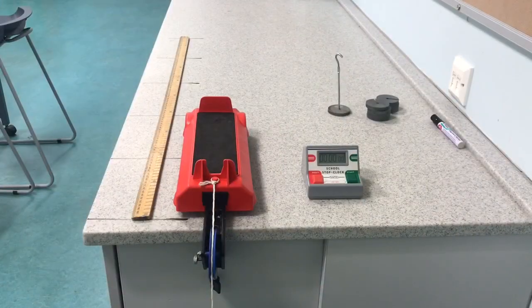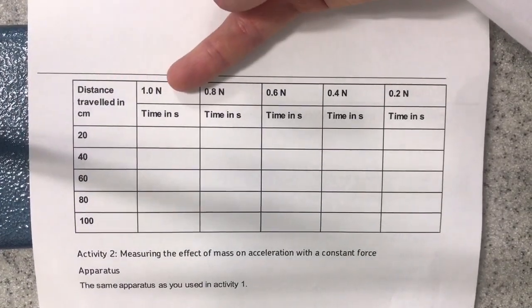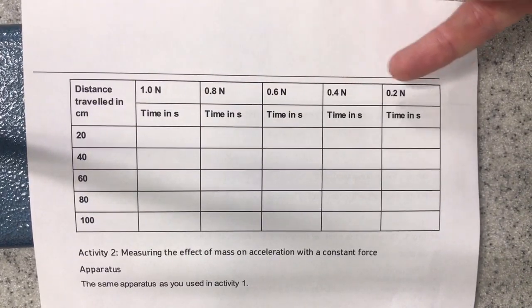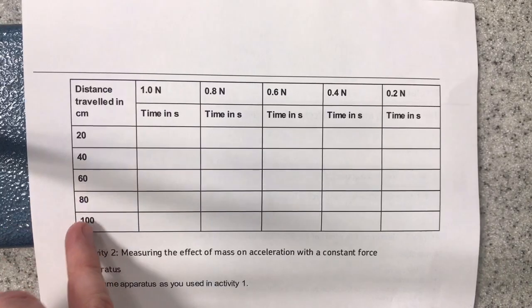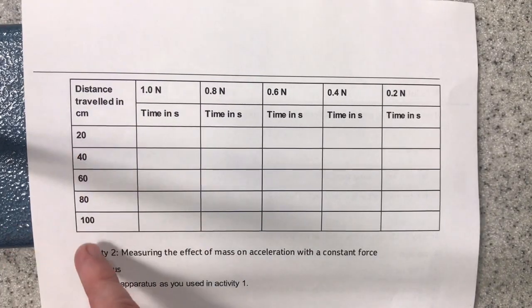Once you've got the equipment set up, the first thing that we're going to investigate is how varying the force affects the acceleration of the trolley, which will be at a constant mass. Your results table will look something like this. So you can see along the top we have 1 Newton of force, and then as we move through the experiment we are gradually reducing the force that will be pulling the trolley along or accelerating the trolley. On the left hand side we've got the distance travelled in centimetres, so you remember I've marked out those segments on the desk with the whiteboard pen.